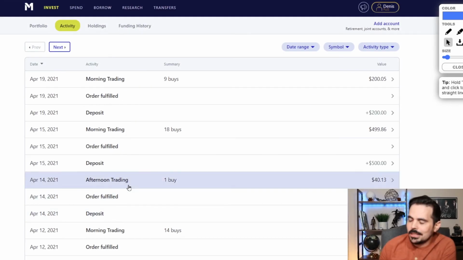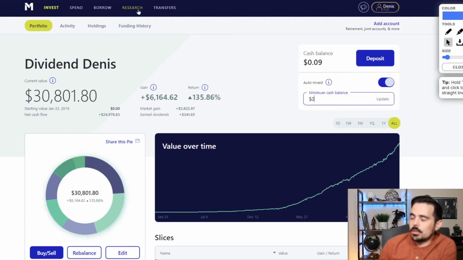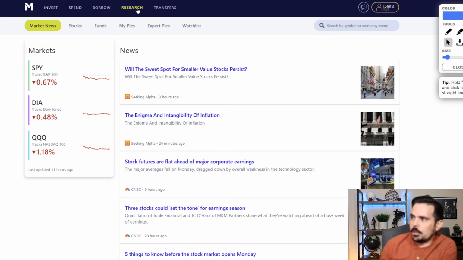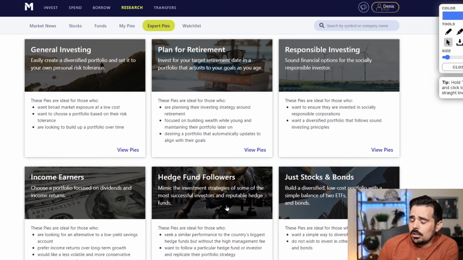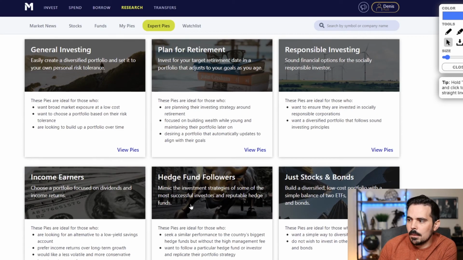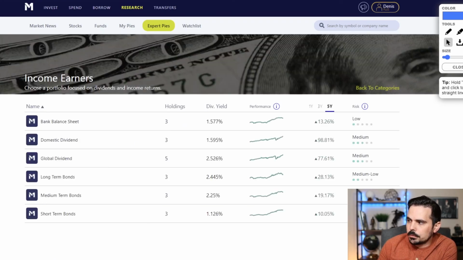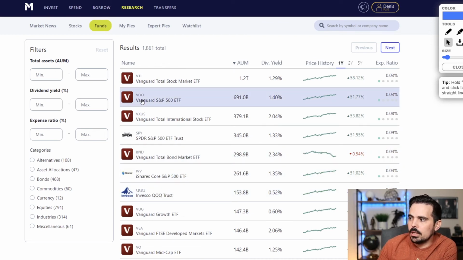But again, building up your own ETF can be kind of daunting for a lot of people, which is why, again, getting started with other ones is great. If you go onto the research tab here with M1 Finance, there's an expert pie section. You can see all these different options based off of general investing, planning for retirement, responsible investing, income earners, hedge fund followers, just stocks and bonds, other strategies. You can see the options in here. They're pretty cool. You can see all the different holdings, or you can click on funds up here, and these are ETFs fully built out.